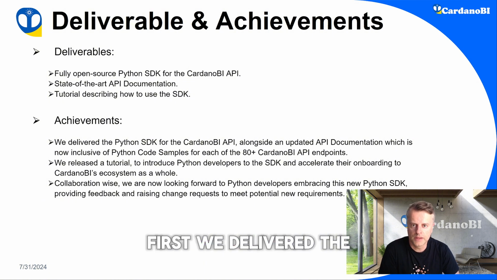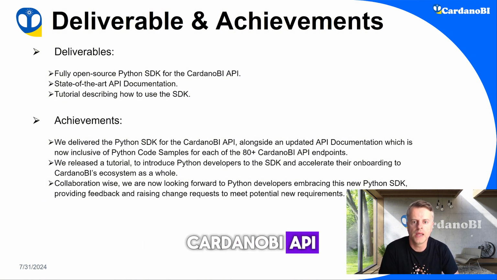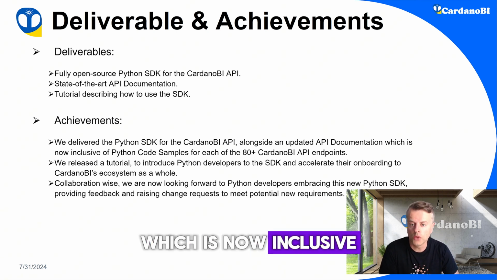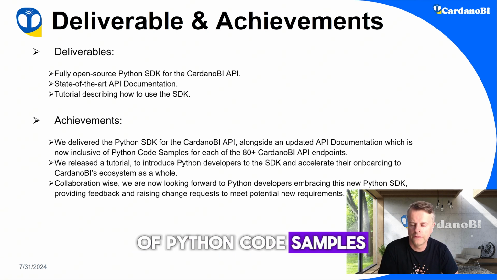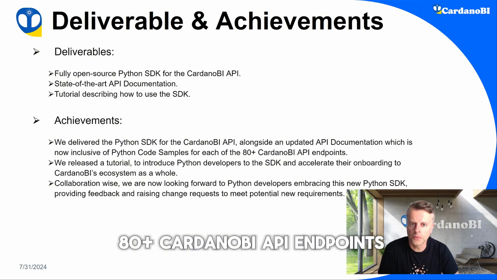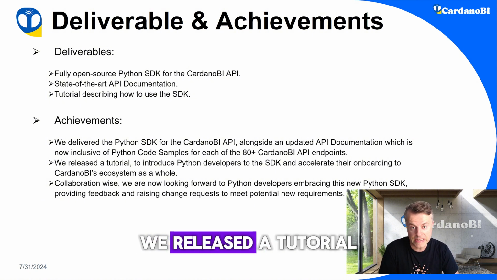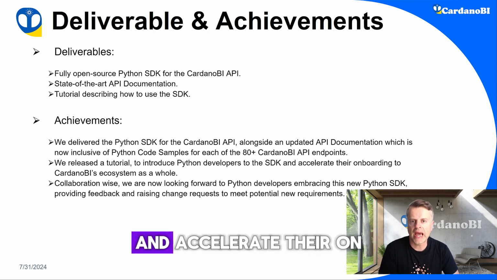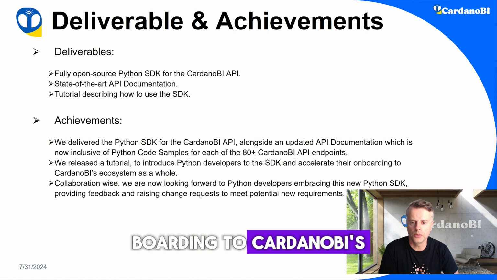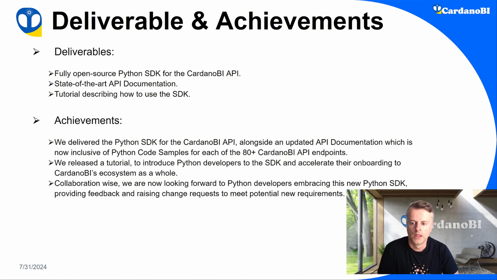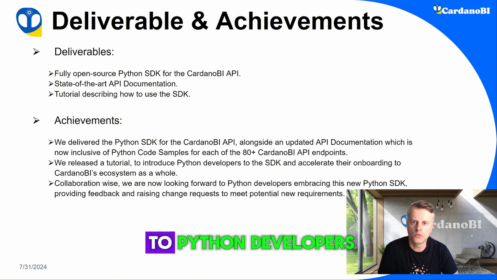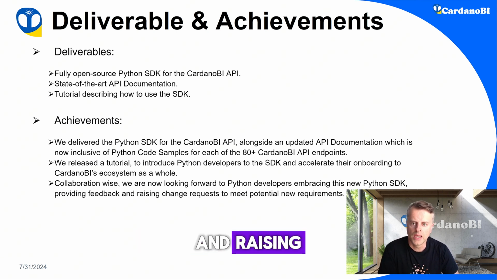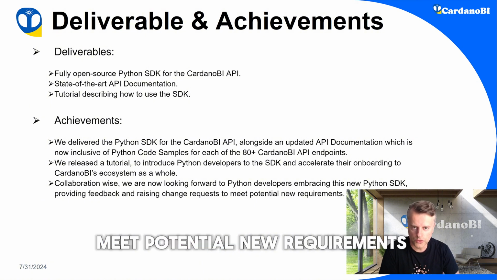First, we delivered the Python SDK for the CardanoBI API alongside an updated API documentation, which is now inclusive of Python code samples for each of our 80 plus CardanoBI API endpoints. We released a tutorial to introduce Python developers to the SDK and accelerate their onboarding to CardanoBI's ecosystem as a whole. Collaboration-wise, we're now looking forward to Python developers embracing the new SDK and providing feedback and raising change requests to meet potential new requirements.